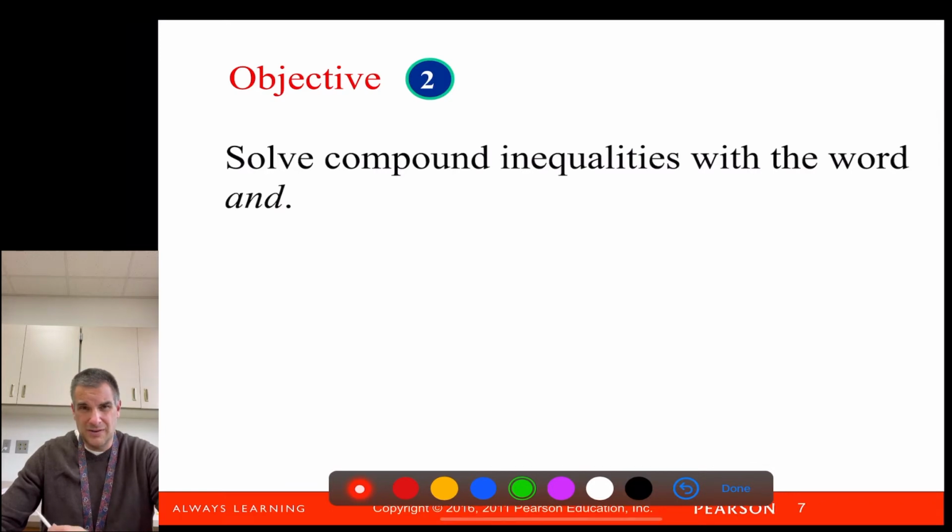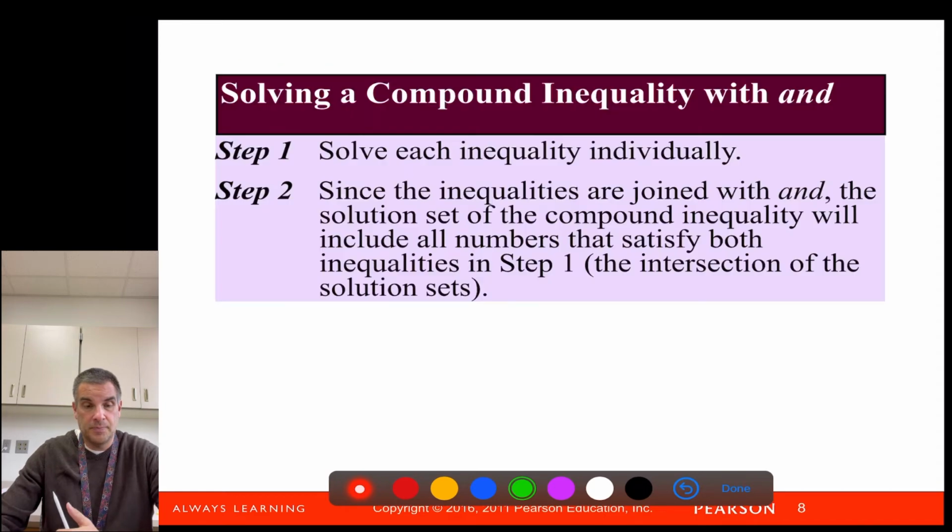And those are just the different kinds of compound inequalities. Well, obviously we want to be able to solve compound inequalities. And the first one we're going to do is solve the compound inequalities with the word and. When you're solving compound inequalities with the word and, you're going to solve each inequality individually. So solve the first one, then solve the second one.